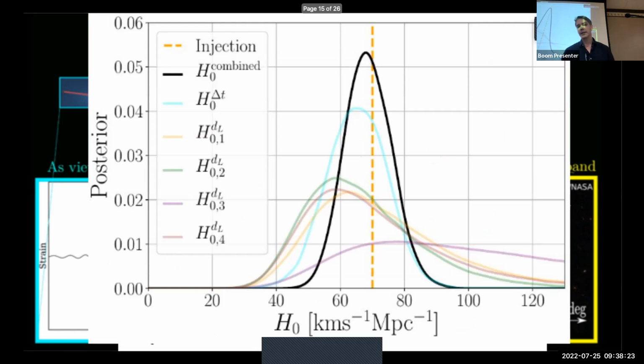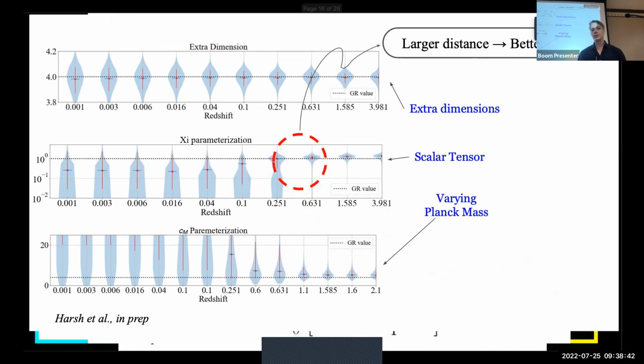The other possibility is Hubble constant measurements. So this was work with some of the folks from Portsmouth to look into how you can use this sort of measurement to measure the Hubble constant from time delay distances and also from luminosity distances. And then we have another work with a PhD student from Utrecht University to look into how you can use the same measurement also to do tests of modified gravity. And so what you can see here is an example of how you can use the same measurement to probe extra dimensions, scalar tensor theories, and theories with varying Planck mass.